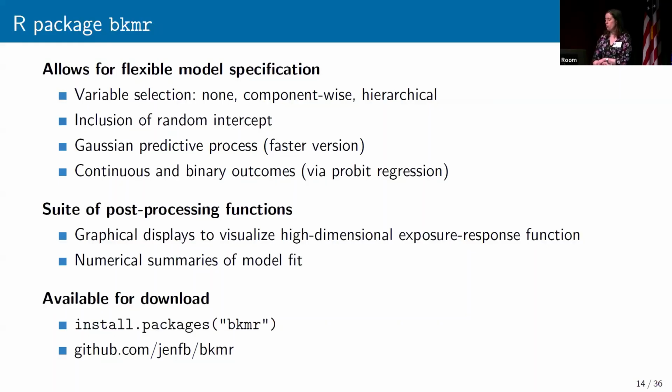And it's also implemented for continuous outcomes as well as binary outcomes. And for binary outcomes, it uses a probit regression, which you may be more familiar with logistic regression. Within Bayesian model fitting, there's this really nice relationship between normally distributed outcomes and binary outcomes when you use a probit link. So it's just a natural way to implement within the Bayesian context.